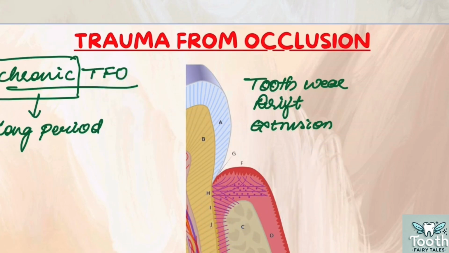If the injury happens slowly over a period of time because of tooth wear, drifting or tooth extrusion, then that kind of injury is known as chronic trauma from occlusion. If the injury happens immediately because of biting a hard substance or because of high points in the restoration, then that is known as acute trauma from occlusion. So this is the classification based on the mode of onset.